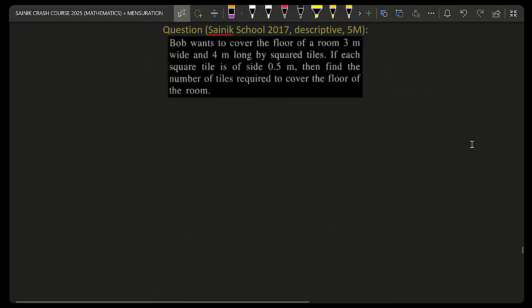The next question came in the 2017 exam, a descriptive question for 5 marks. Bob wants to cover the floor of a room 3 meters wide and 4 meters long with square tiles. If each square tile has a side of 0.5 meters, then find the number of tiles required to cover the floor of the room. So he's going to answer. This type of question we already solved yesterday.